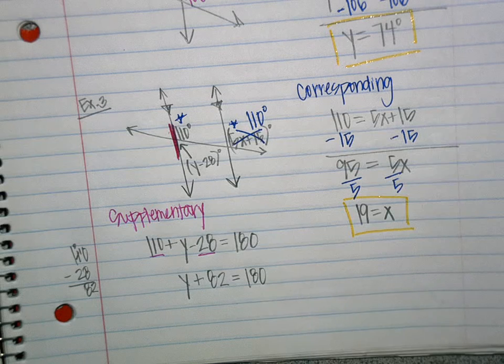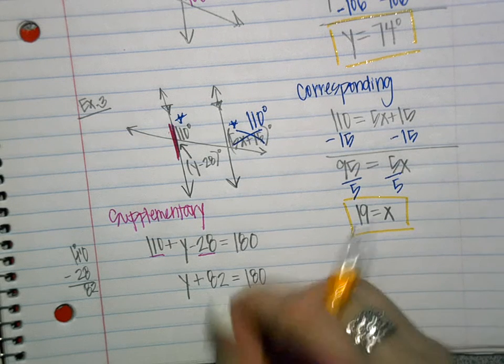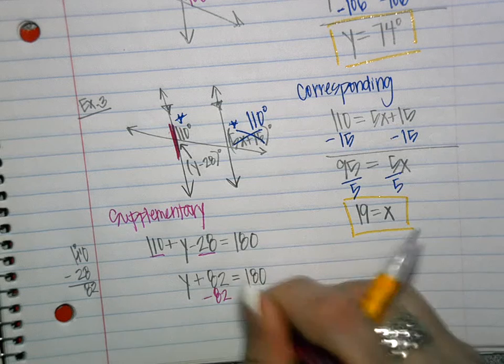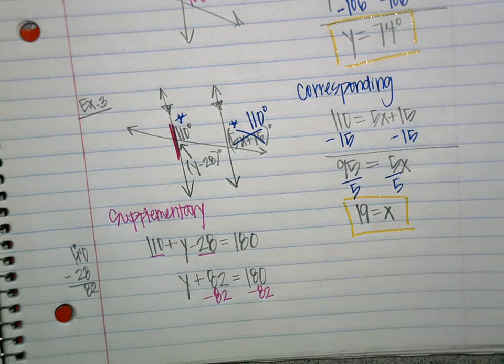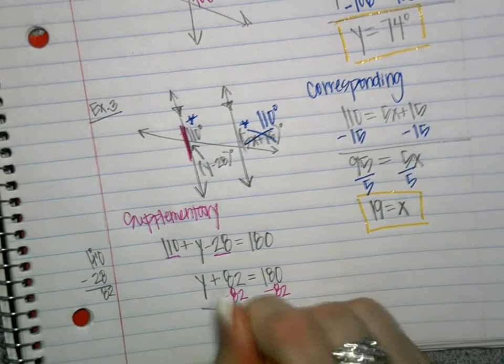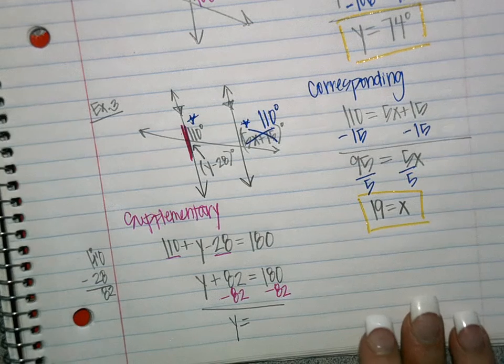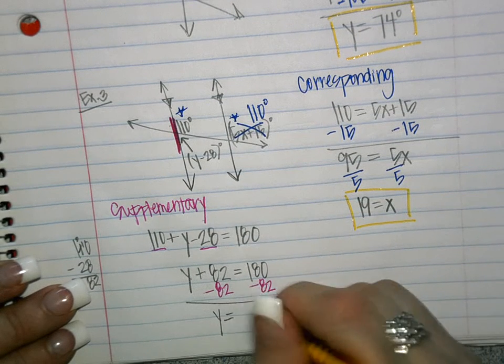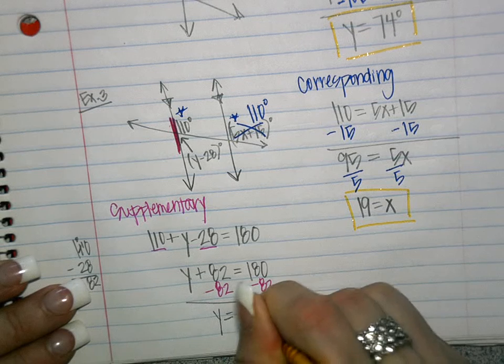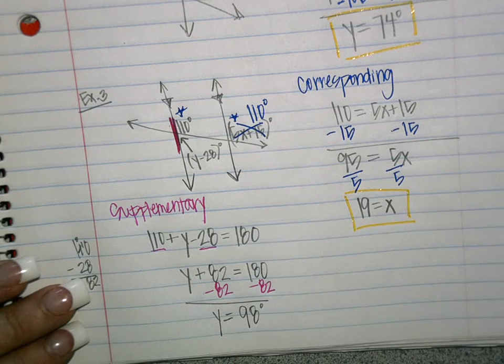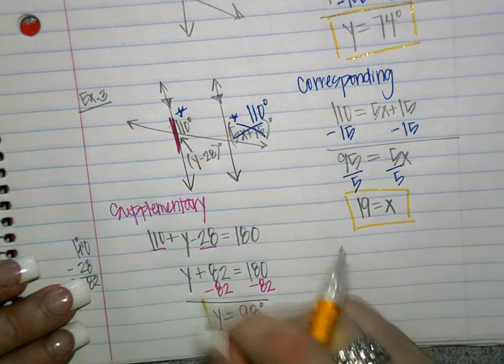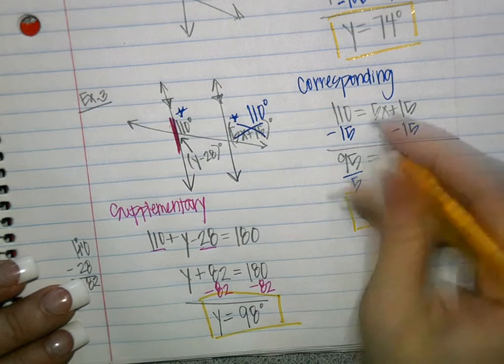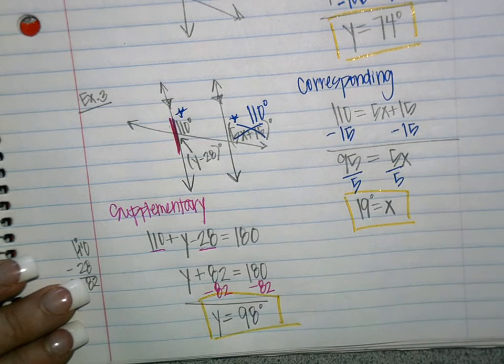Then subtract 82 from both sides. And we get that y is equal to, let's try that again, 98. Okay, so we should get that x is equal to 19 degrees, y is equal to 98 degrees.